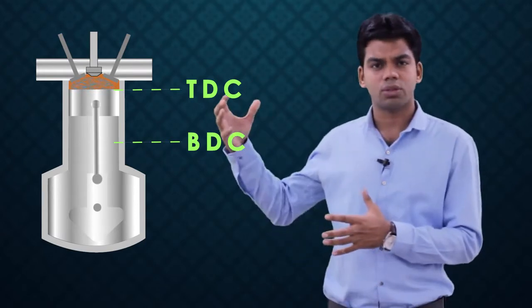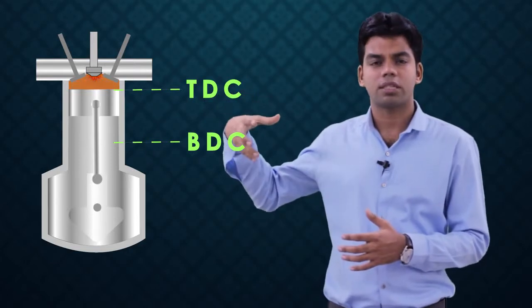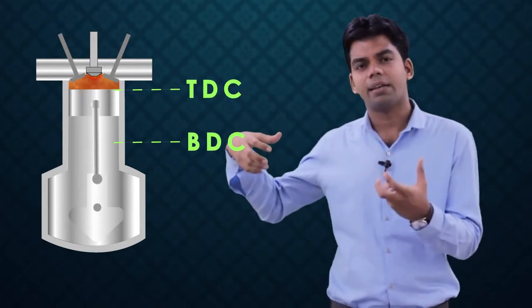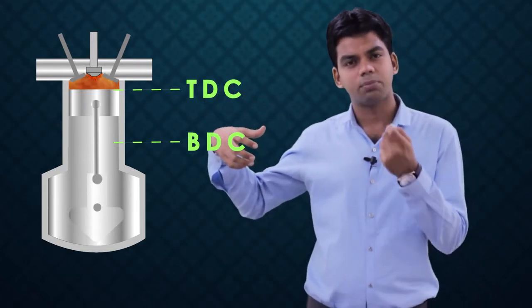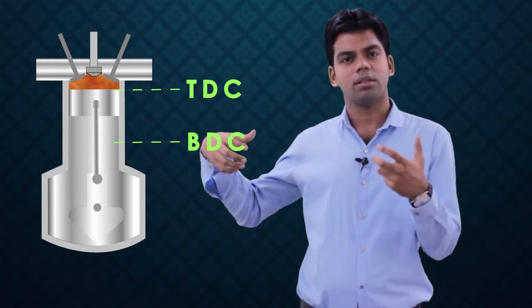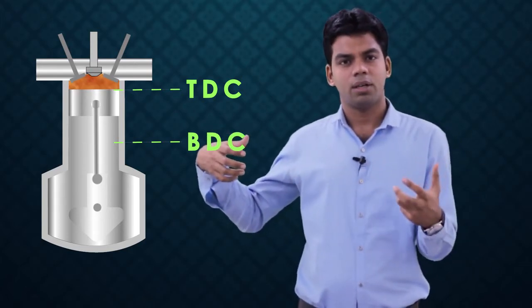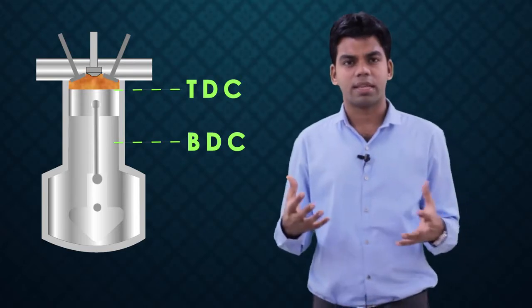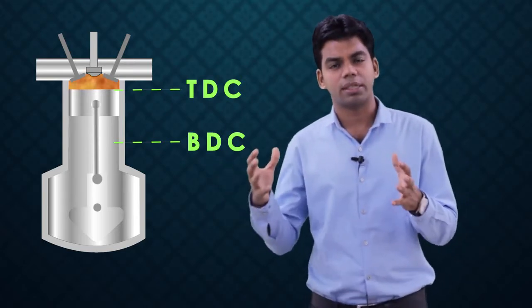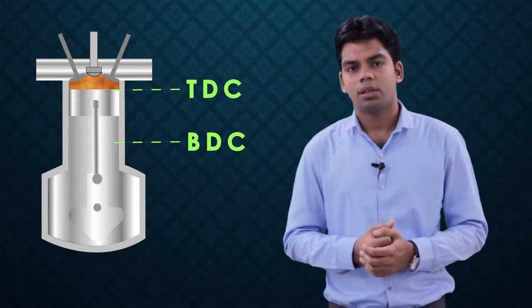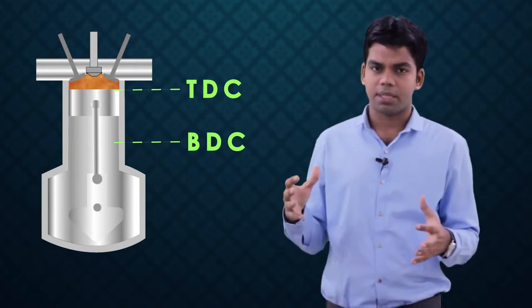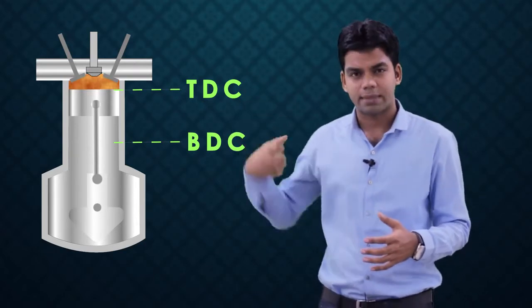Then at the end of this stroke, the spark plug will produce a spark. In that high temperature, high pressure mixture, a small spark will cause the combustion. It catches fire, the combustion process happens, and the complete air fuel mixture gets combusted. After that, it will try to expand.